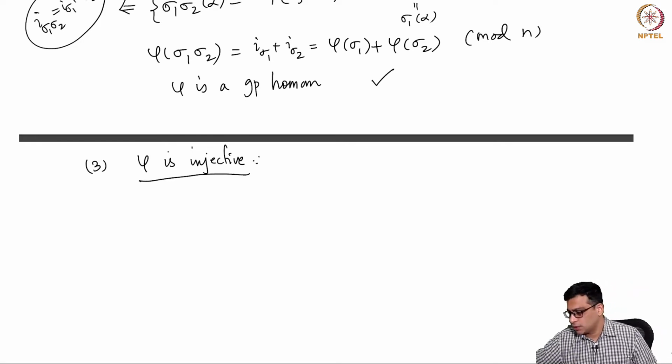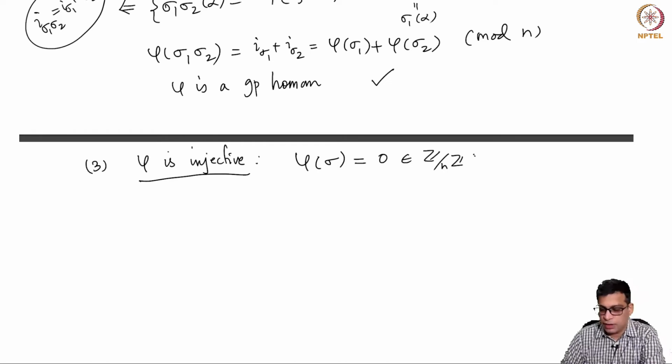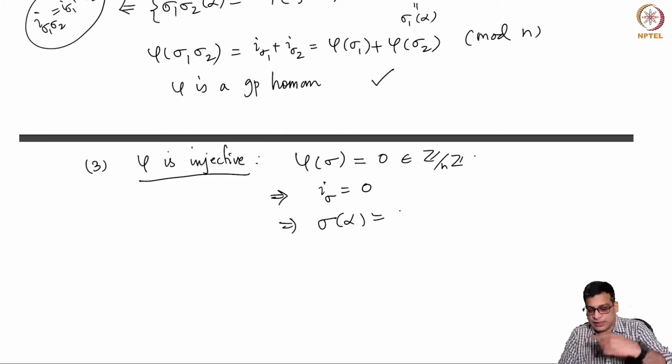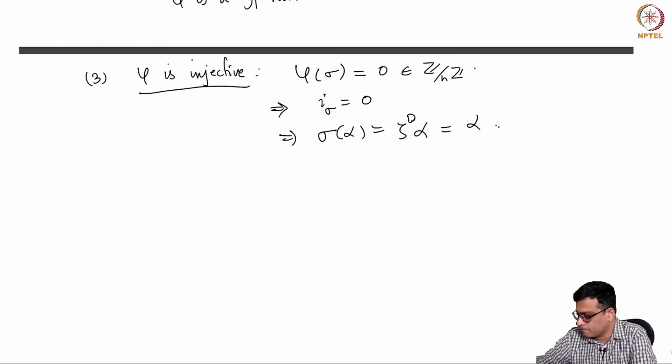Why is this? So, this is also easy. Suppose something is in the kernel, that means its image is 0, which is the identity element of this. But this means sigma is 0. This means sigma alpha is the 0th power of zeta times alpha, right? But that means sigma alpha is equal to alpha.